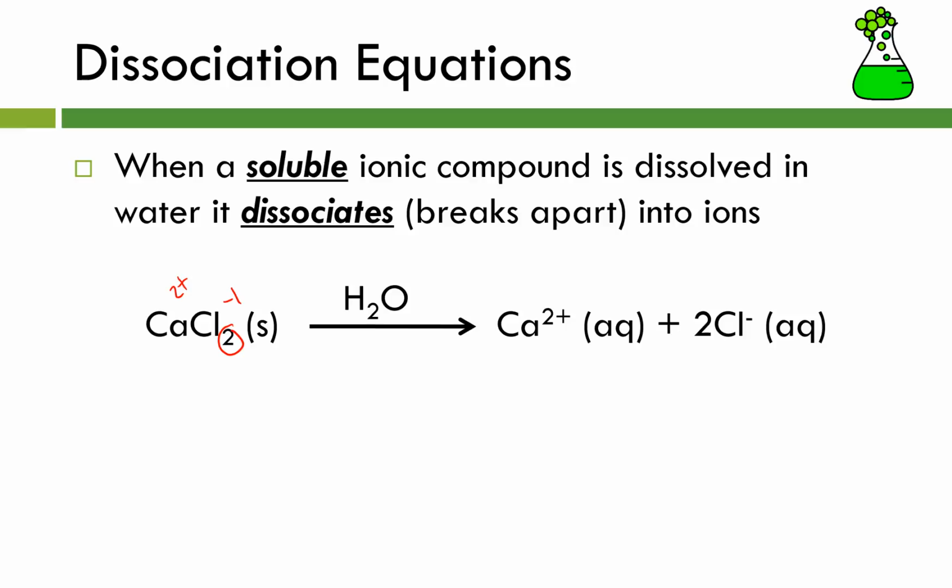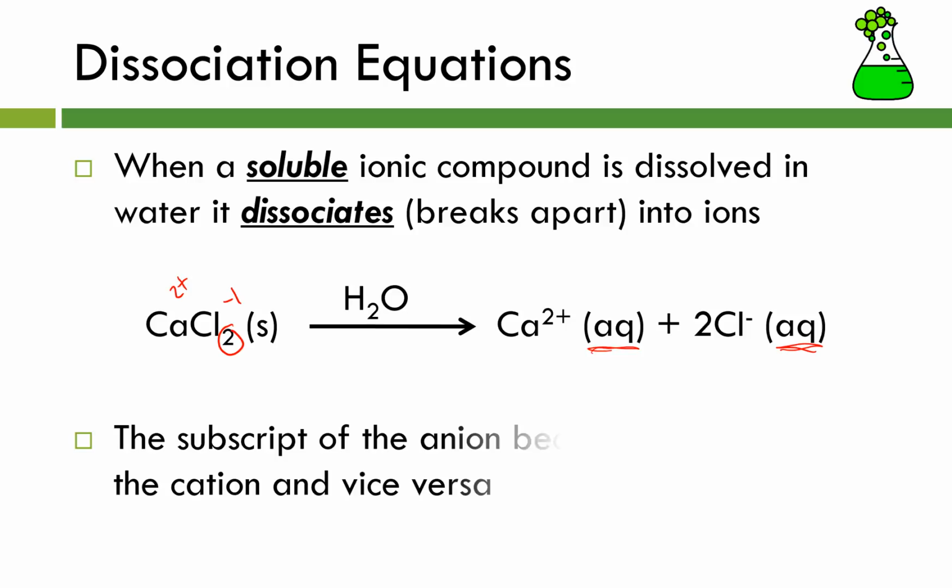I need to make sure that I'm balanced. I've got 1 calcium ion as a reactant, 1 as a product. I've got 2 chloride ions as reactants with the coefficient of 2. I now have 2 chloride ions as my products as well. So both of these are going to be aqueous, (aq), dissolved in water. So we're just going to have calcium and chloride ions floating around in the solution.